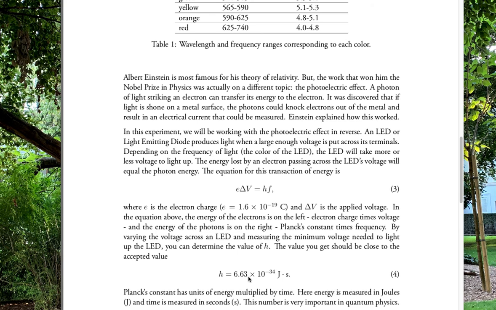I might want to downgrade that a little bit given doing this across the video rather than in person. But if you get an answer that's like times 10 to the minus 37 or times 10 to the minus 31, then something has gone wrong, because you should be able to get it pretty close to the accepted value of Planck's constant.